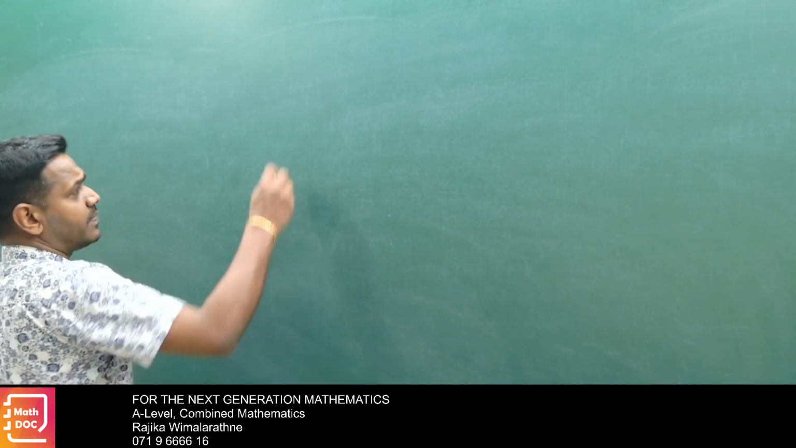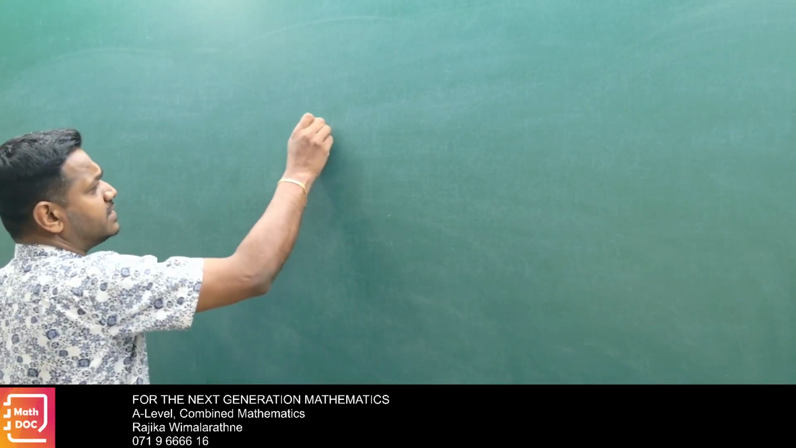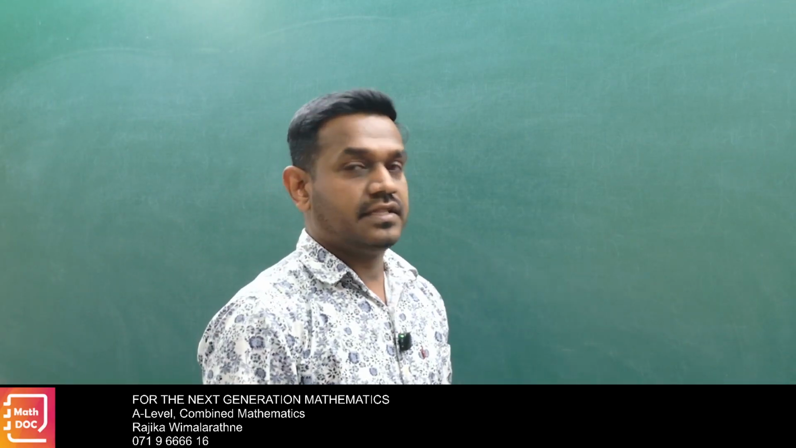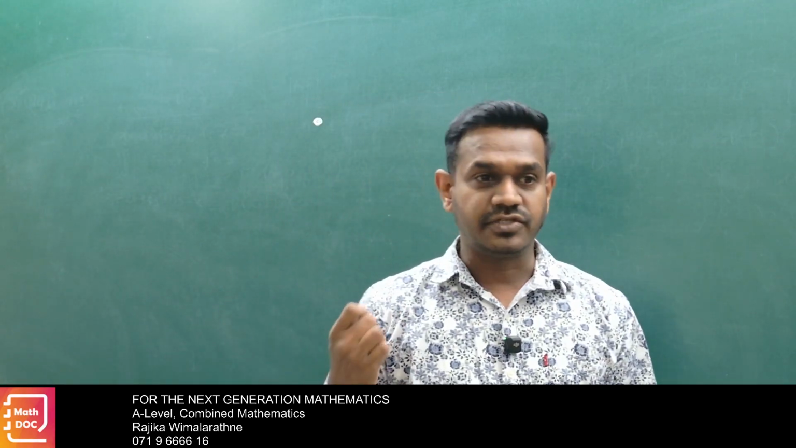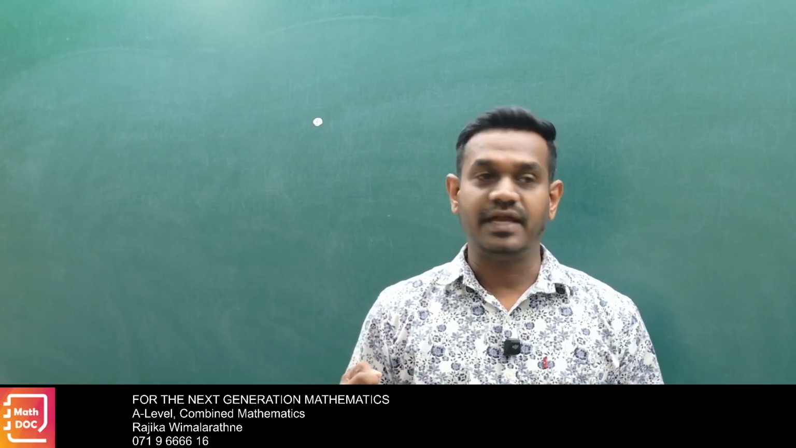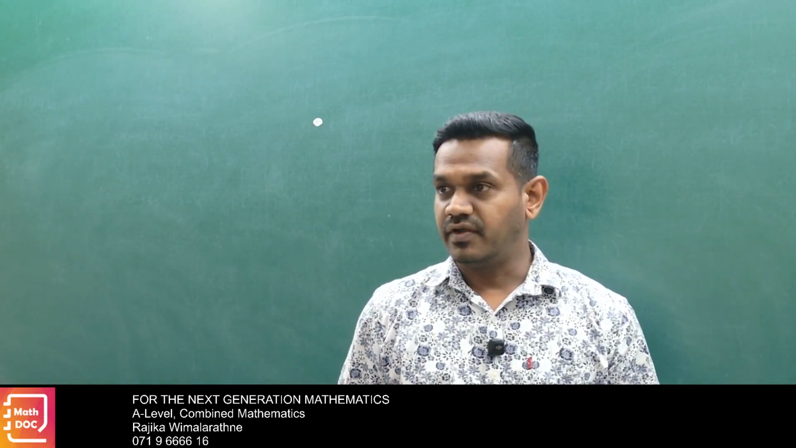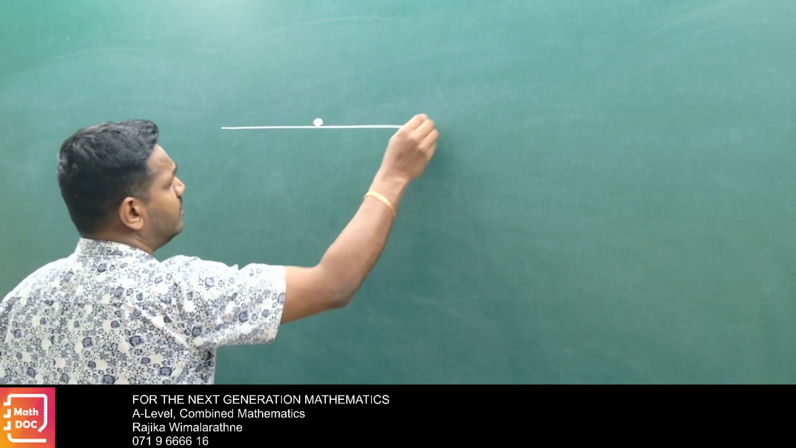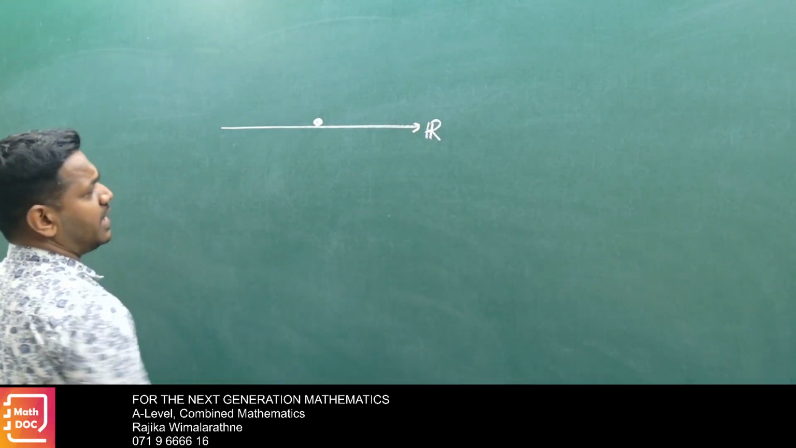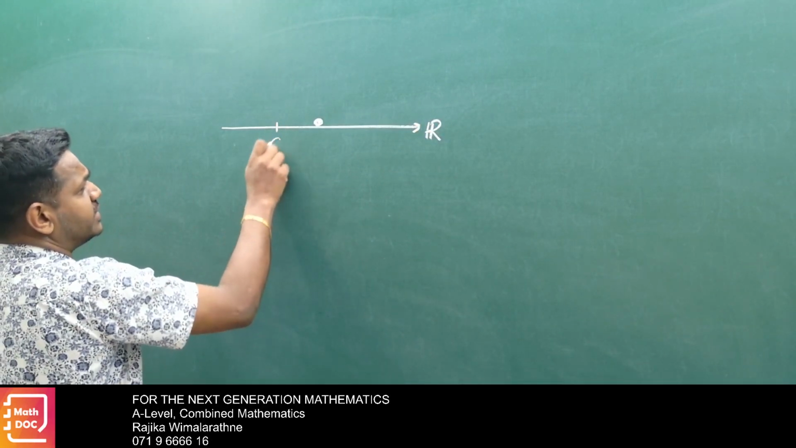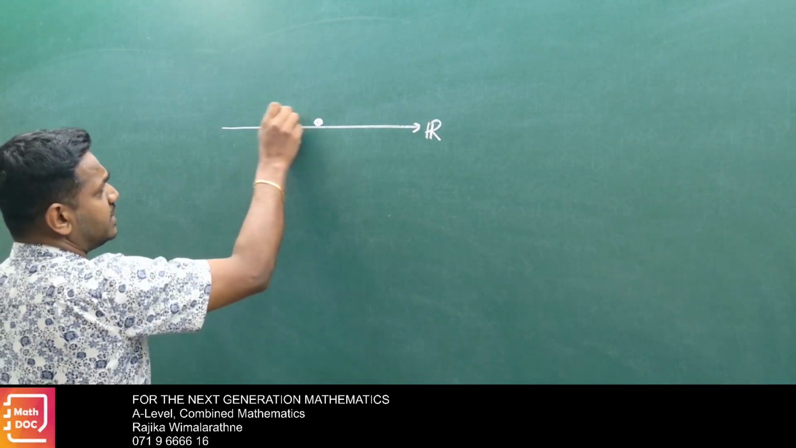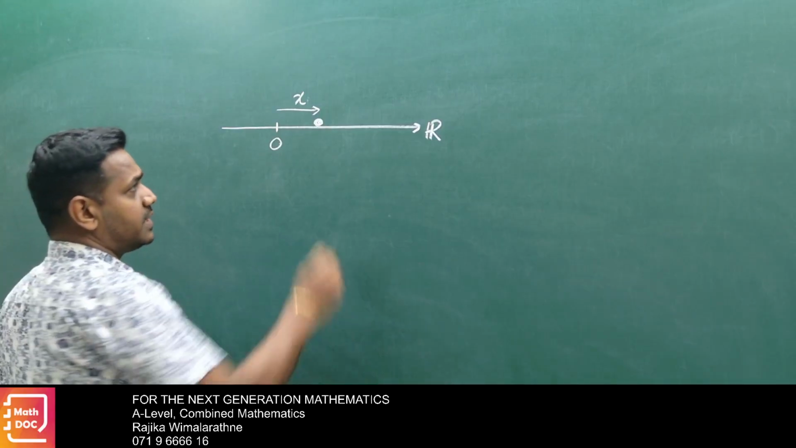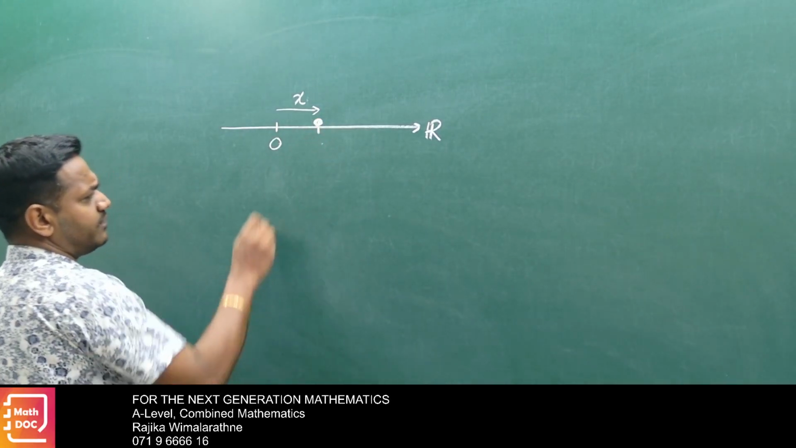Consider a particle. The location, the position of that particle, we can denote by geometry. So when you consider a real number line, you consider the origin, and then the displacement, say x, so there must be a real value here.